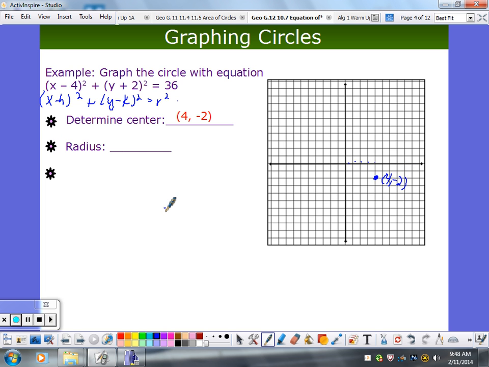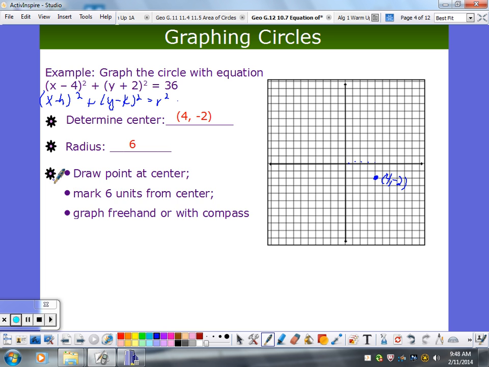What's the radius? What is it going to be? 6. Because this is r squared. If r squared is 36, what's r? 6. Great. And now we're going to graph this. So if I know the radius is 6, it's very easy to make 4 of these points. For instance, 1, 2, 3, 4, 5, 6. There's a point on the circle. 1, 2, 3, 4, 5, 6. There's a point on the circle.